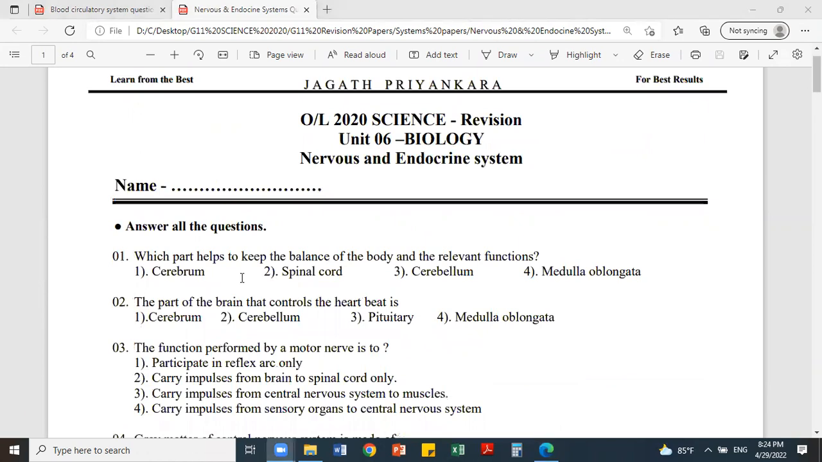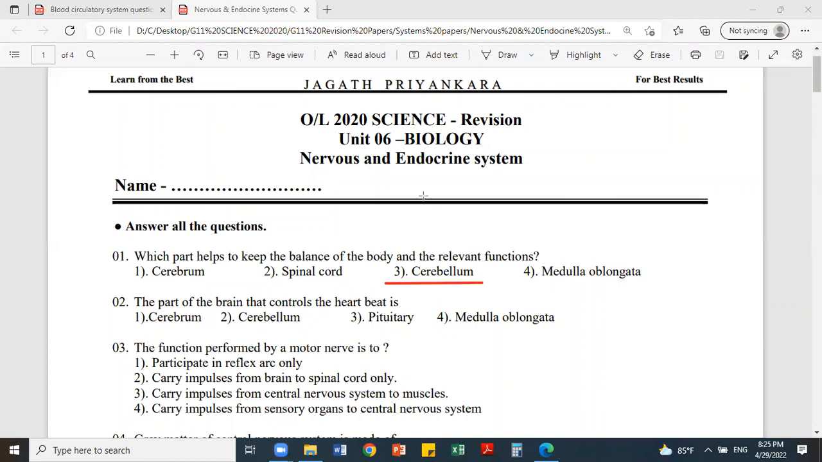Part 1. Any volunteers? Which part helps to keep the balance of the body and relevant functions? There are three main parts of the brain: cerebrum, cerebellum, medulla. So which part helps to balance the body? I'll ask the answer from Faiz, Manit, Dabla. Cerebellum. Third answer. Very good. Answer is 3, cerebellum.